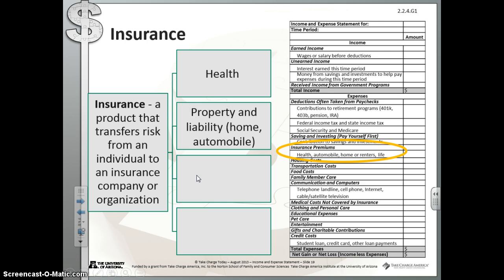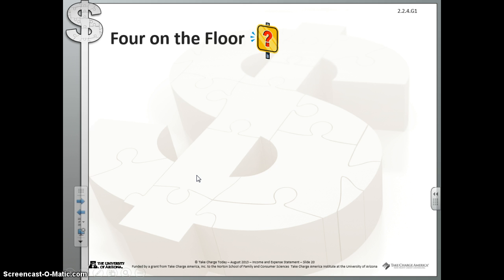We have property and liability, home, which is your home and your automobile mixed together. You have your life insurance, that is if somebody passes away in your family. And then there's disability, which means you cannot work. You have some type of long term or short term disability.